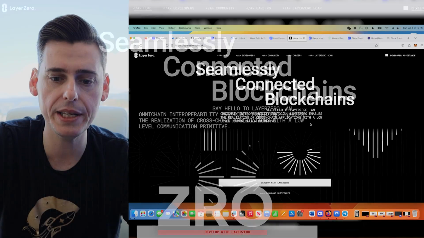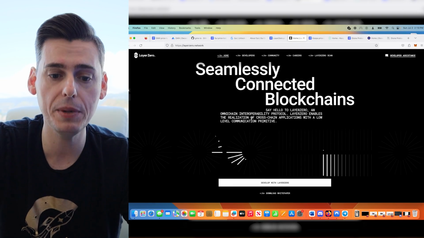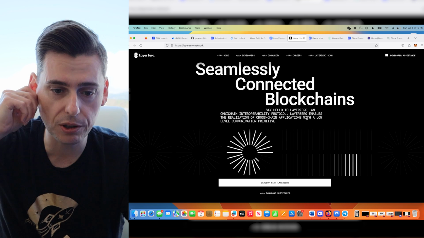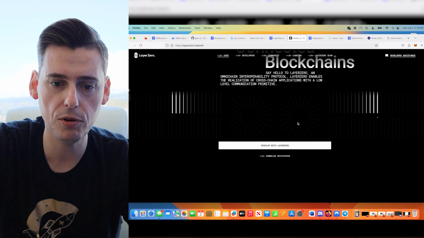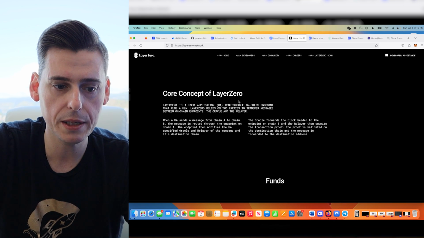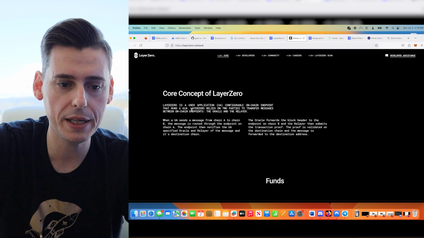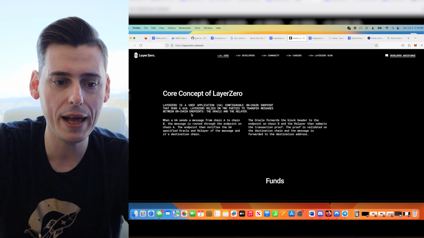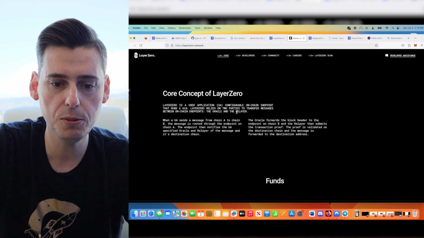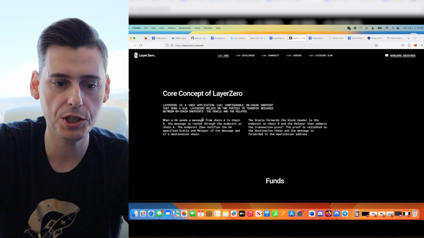Also, LayerZero. Here, let me show you the homepage. Seamlessly connected blockchains. Say hello to LayerZero, an omnichain interoperability protocol. LayerZero enables revolutionary cross-chain applications with low-level communication. So, the core concept of LayerZero: LayerZero is a user application configurable on-chain endpoint that runs a ULN. LayerZero relies on two parties to transfer messages between on-chain endpoints, the Oracle and the Relayer.